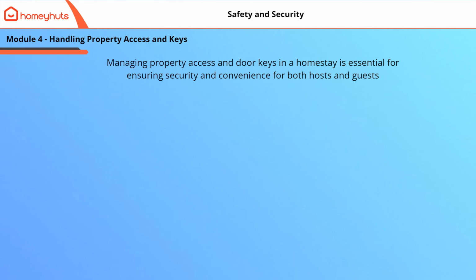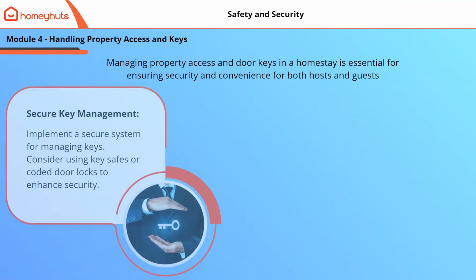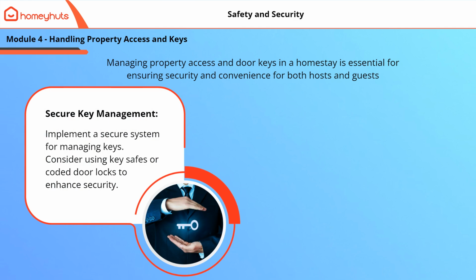Following are some best practices for handling property access and keys. Secure key management. Implement a secure system for managing keys. Consider using key safes or coded door locks to enhance security. Avoid leaving spare keys lying around unattended. Keep track of key distribution and usage by maintaining a log or record of which guests have been provided with keys and when they were returned. This can help ensure accountability and security.